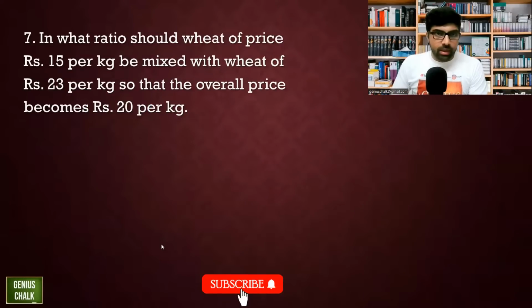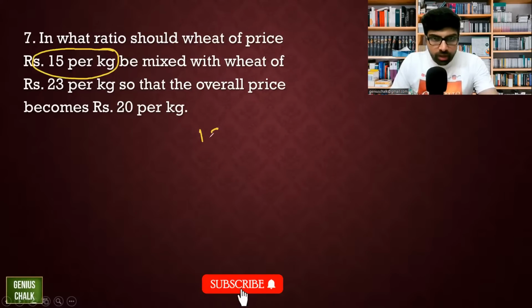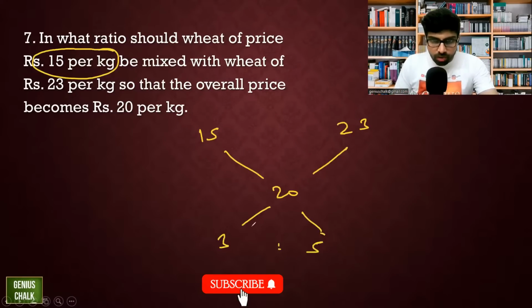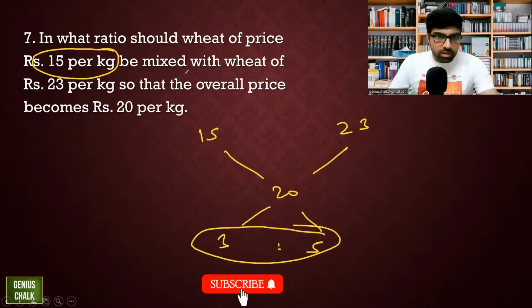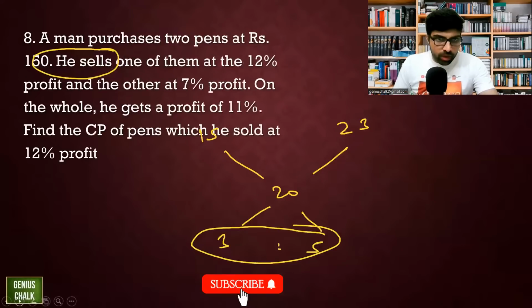Seventh question. In what ratio? 15 per kg. As soon as you see this 15 per kg, fine, write it here. Mix with 23 per kg, write it here. And 20 per kg. So this is how much? This is 3 and this is 5. So this is my answer. In seconds, I can answer this. Right. Next question.